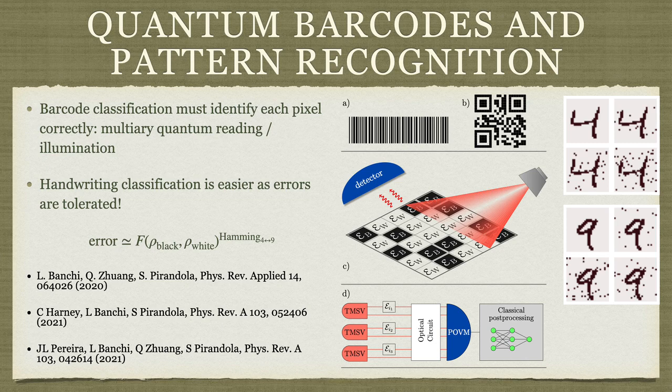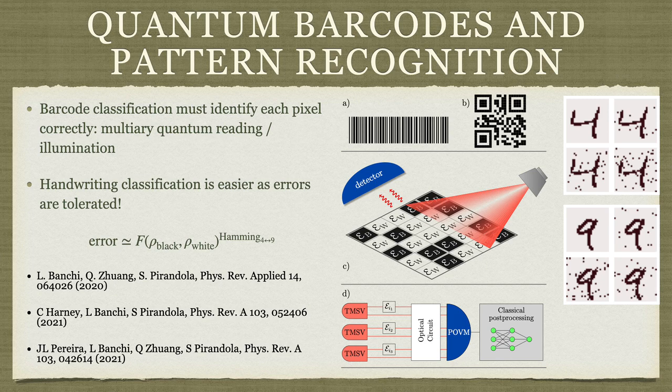In these papers, we showed that physical pattern recognition tasks, such as using light to perform handwriting recognition, are significantly simpler than decoding a barcode, because errors are tolerated. For instance, a human eye is able to instantly recognize all the characters on the right, even when some pixels are randomly flipped, as in these pictures here.